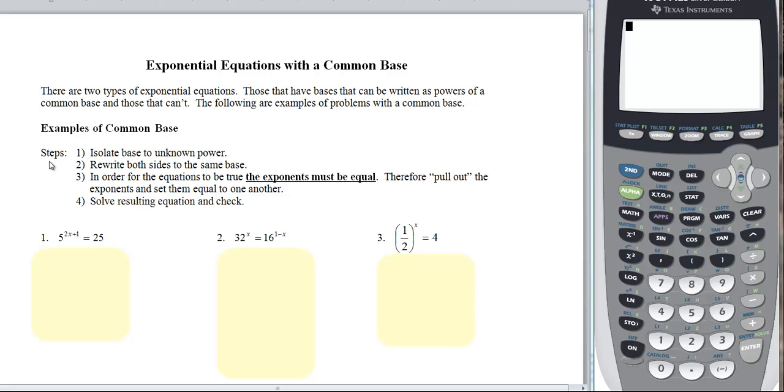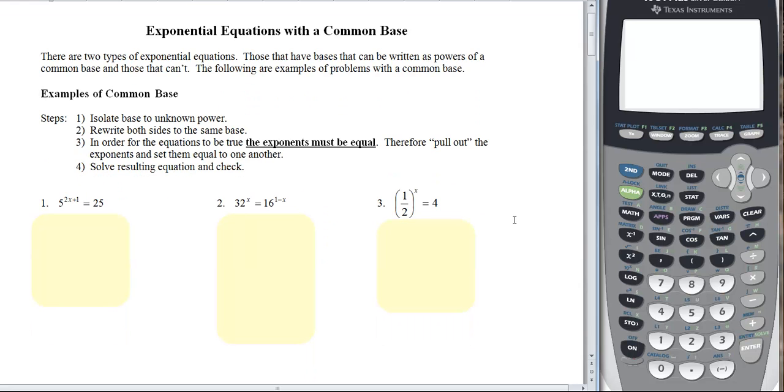Now here are my steps. Isolate the base to the unknown power. Rewrite both sides to the same base. Now in order for the equations to be true, the exponents must be equal, and therefore what we're going to do is pull out the exponents and set them equal to one another. And always check. If you have an equation, you can always check it.